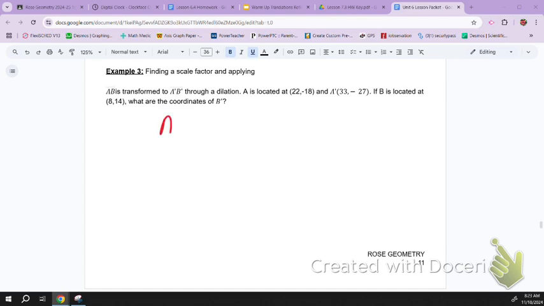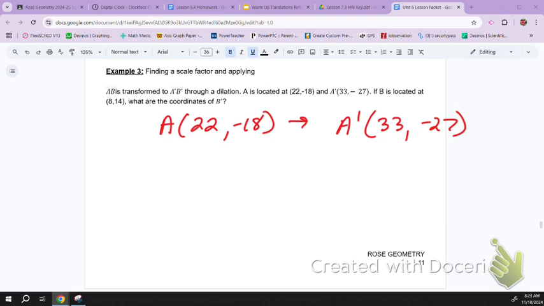A is located at 22, -18. A prime is located at 33, -27. So first we need to find the scale factor. I'm going to do my new divided by my old. So I'm going to take my new x value and divide it by my old one. Can you do that in your calculator? My A prime x value divided by my old one. What's our scale factor? What'd you say? Yeah, our scale factor is 1.5.